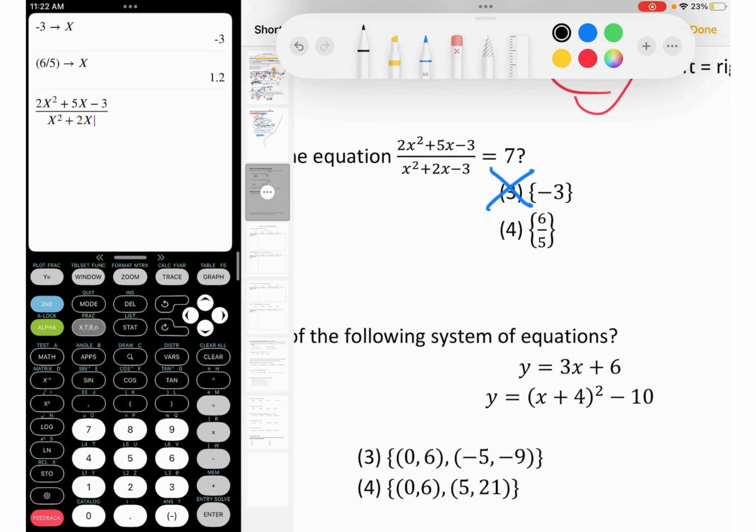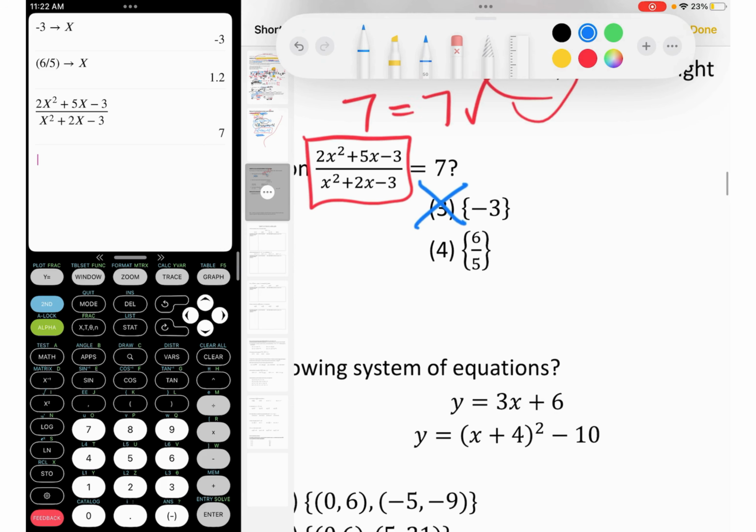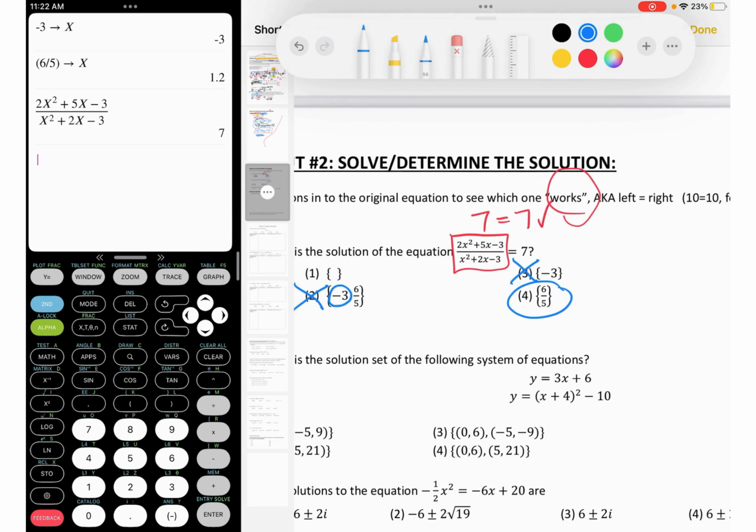So I'm just going to keep typing it in. 2x squared plus 5x minus 3 over x squared plus 2x minus 3, and I get 7. So when I plug in 6/5, I get 7. Because I plugged it in and I got 7 here, I get 7 equals 7, and that works. So that means that 6/5 is a solution, and that would be my answer.